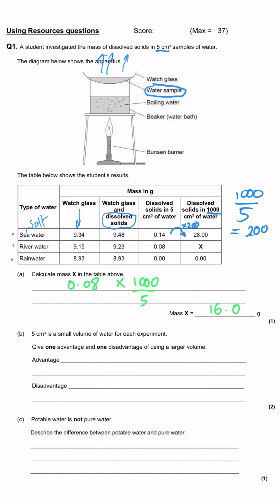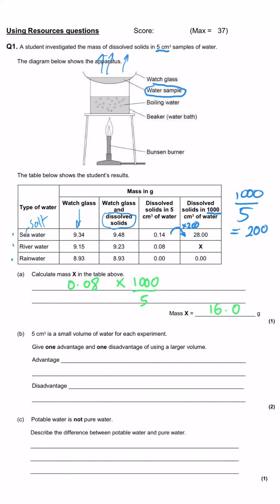And then the second question says 5 cm cubed is quite a small volume of water. I've already said that, but why is it a small volume? Well, with a small volume, any mistakes are going to have a bigger impact on your final answer if you've only got a small volume of water in the first place. If you get the spitting that I mentioned earlier, or if errors creep in somehow, a small volume is going to be really vulnerable to those kinds of mistakes.